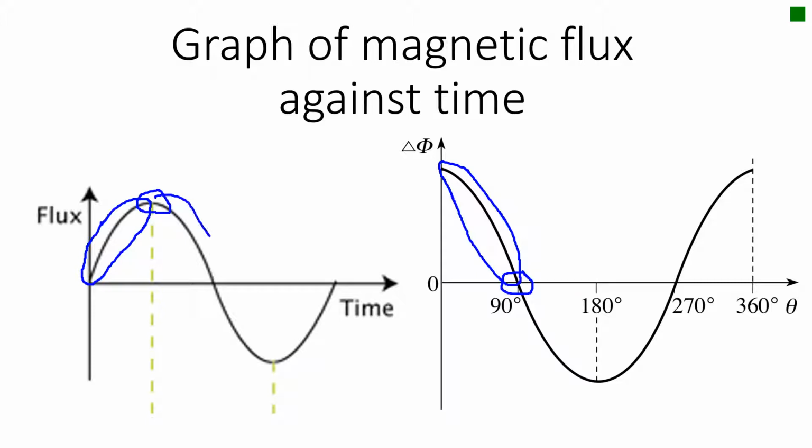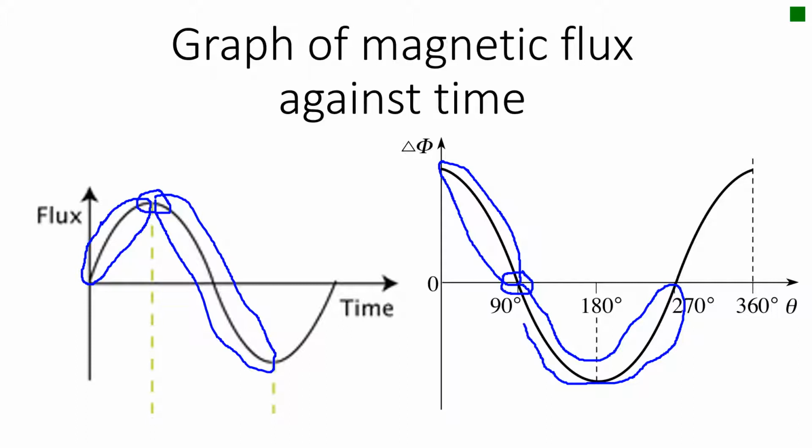When the graph is dropping from its maximum to its minimum point, the induced current is large as well because the gradient of the slope is large. But it is now going in the other direction. When the graph is at its minimum point, the gradient of the slope is 0, and therefore the induced current is also 0 here.